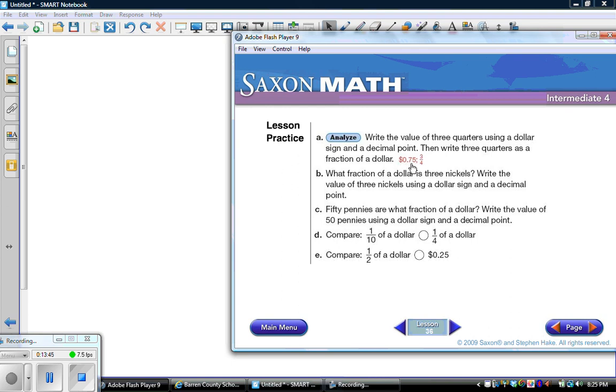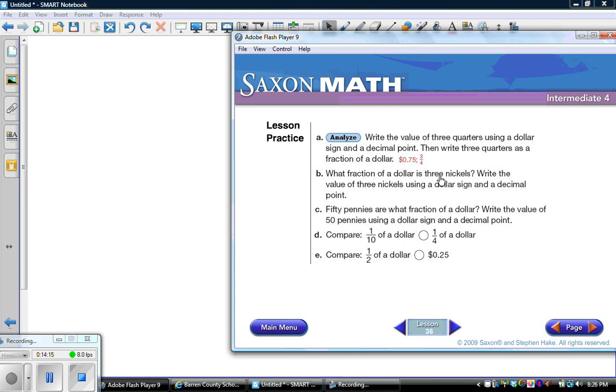Yes, you could write 75 out of 100, 75 100ths, but remember each quarter is 1/4. So if you have 3/4, you have 3/4, and that's the simplest way to say it. Okay, look at B. What fraction of a dollar is 3 nickels? 3 nickels is 15 cents, right? So we could say 15 cents out of 100, but guess what? That's not the simplest way.